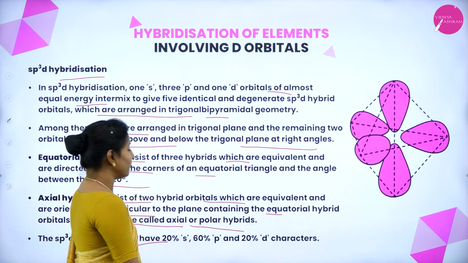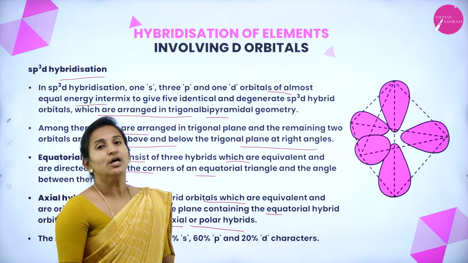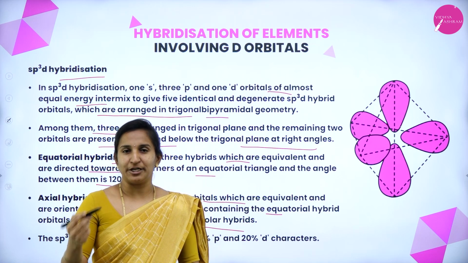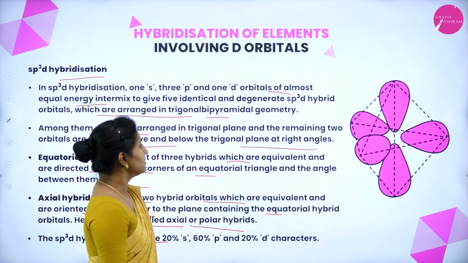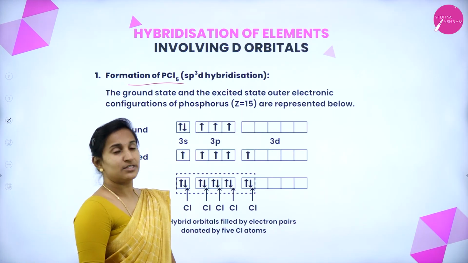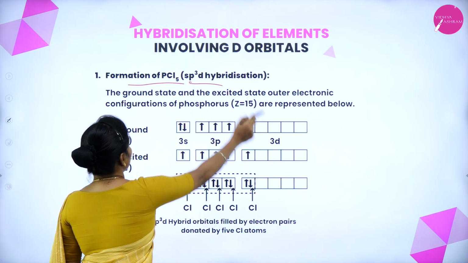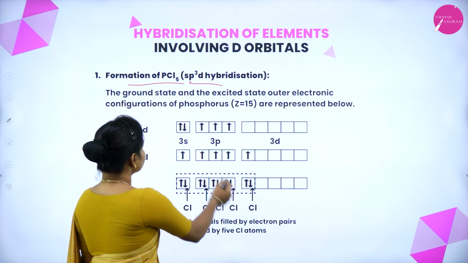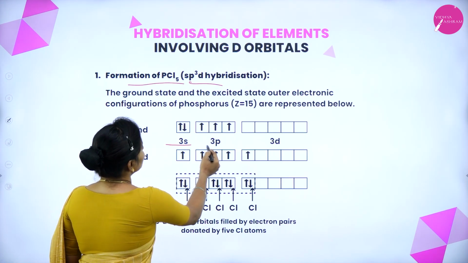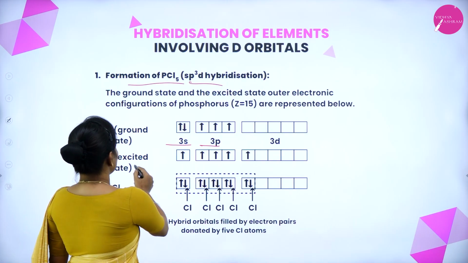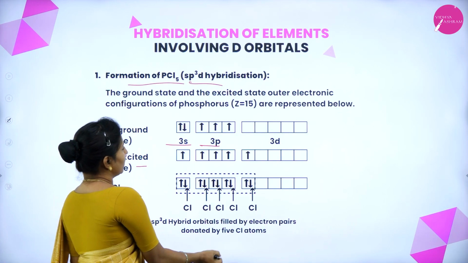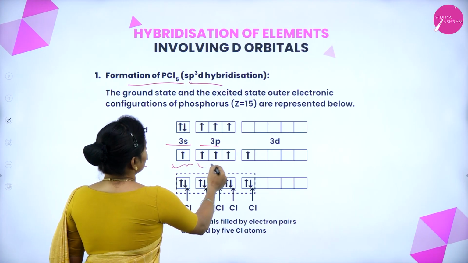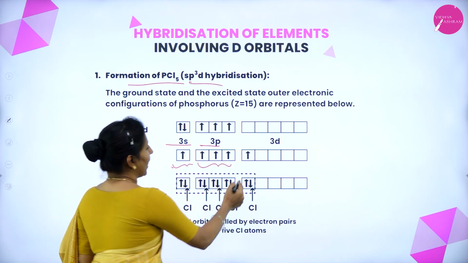Here in the case of sp3d hybridized orbitals, there is 20% of S character, 60% of P character and 20% of D character. Formation of phosphorus pentachloride, sp3d hybridization. At the ground state the electronic configuration is 3s2 3p3. At the excited state the electronic configuration is 3s1 3p3 and 3d1.